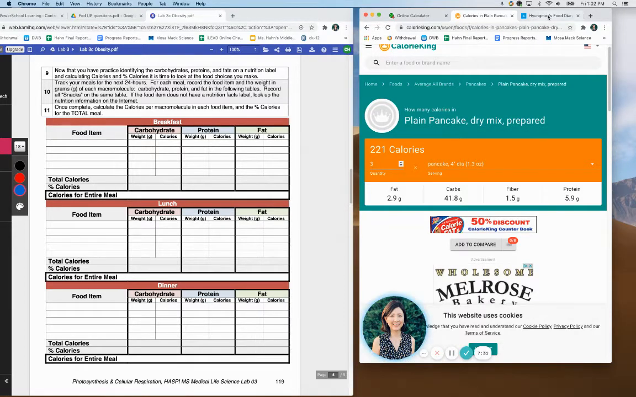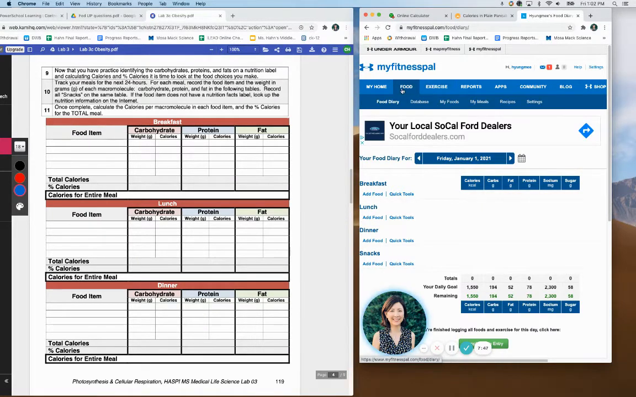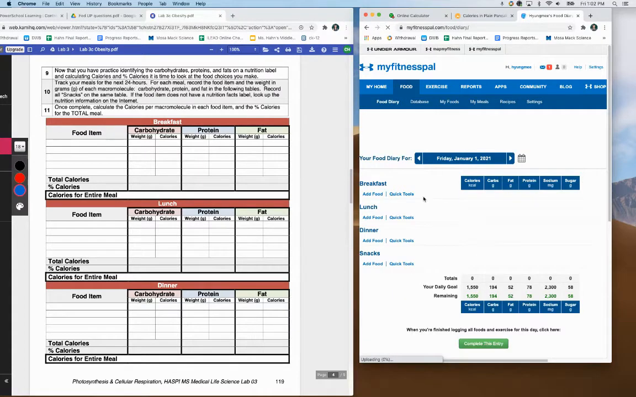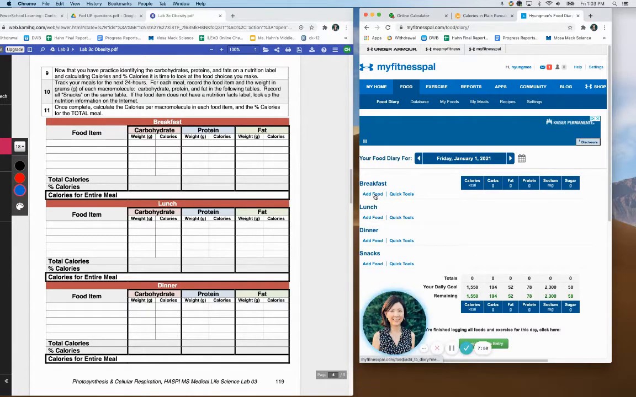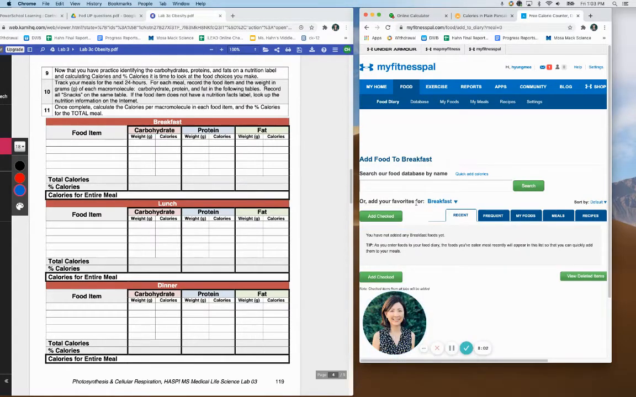Another website I would check is MyFitnessPal, which I really like because you create a profile for yourself, and you put in your height and your weight and your activity levels and all of that. But when you get to the food, it also can help you find this information. It gives a little more than just carbs, proteins, and fats.